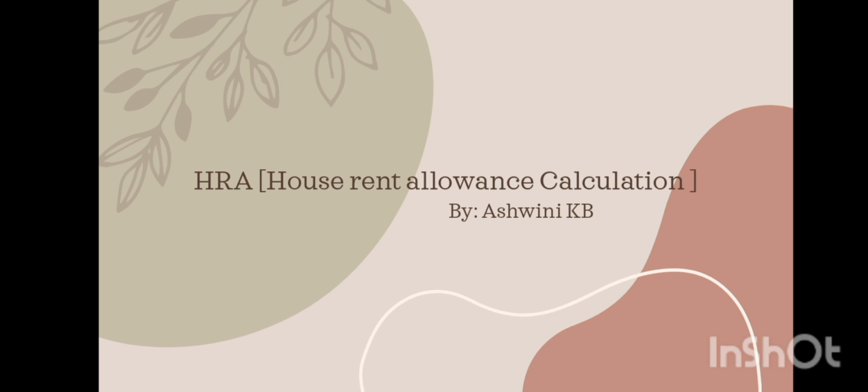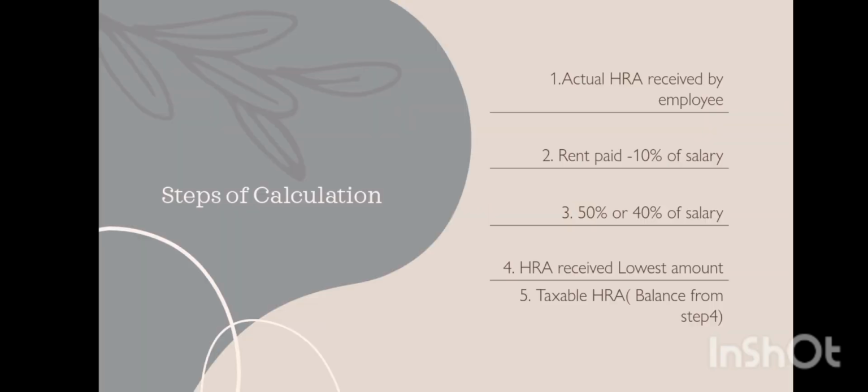This is the major calculation under the head salary, house rent allowance, and rent free accommodation is also there. That we will discuss in the next class, because HRA is the first main important concept under the head salary. Rent free accommodation is also important, so we will discuss it later. Here there are certain steps that we have to follow while calculating house rent allowance. There are mainly 5 steps, so we can discuss them one by one.